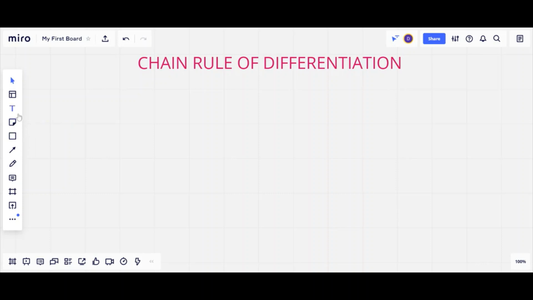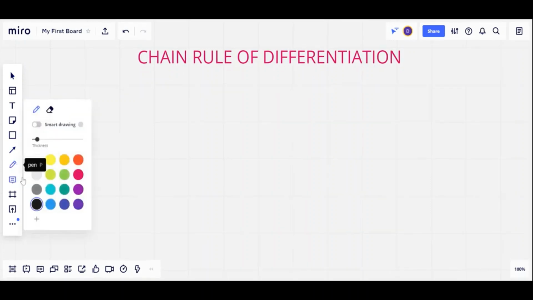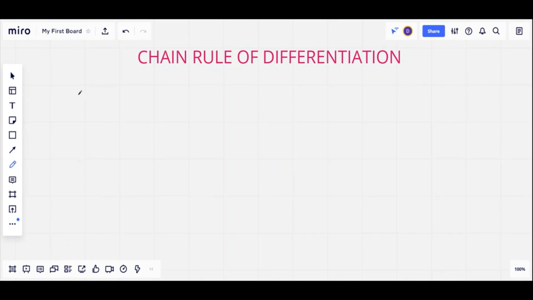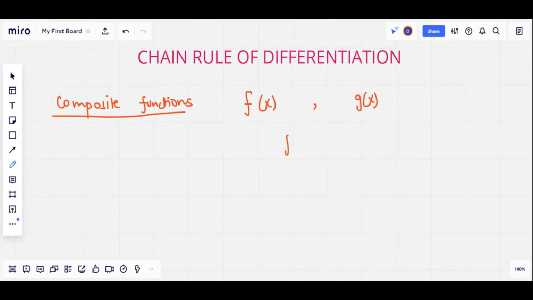Hello everyone. In this video, we are going to talk about the chain rule of differentiation. Before that, let's talk a little bit about what composite functions are. As the name suggests, composite functions are the composition of functions, or a function inside a function. It is usually represented with f of x as any general function and g of x as any other general function. So f of g of x is a composition of f and g, which is also called a composite function.